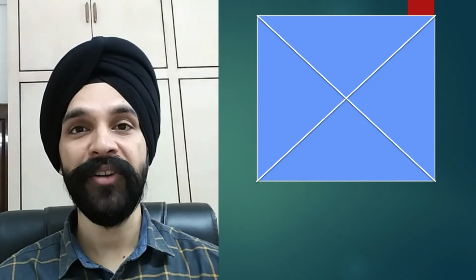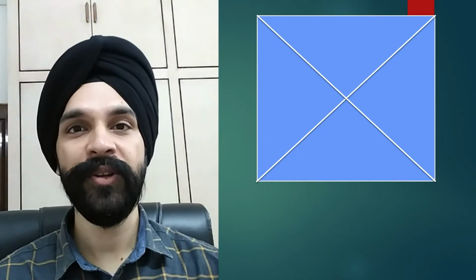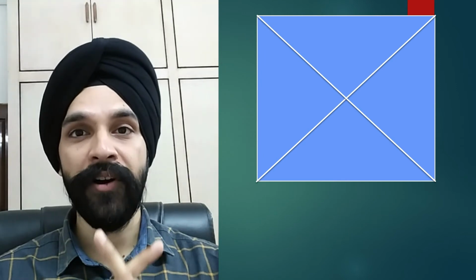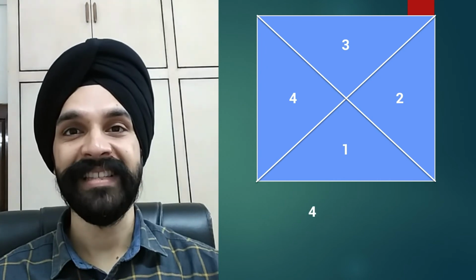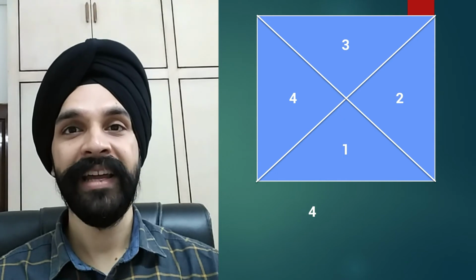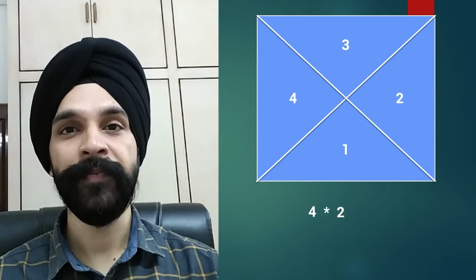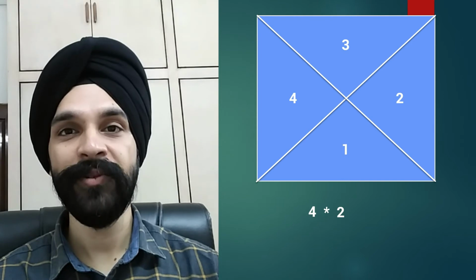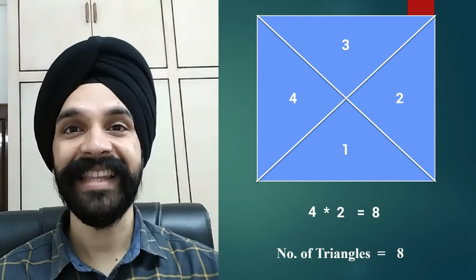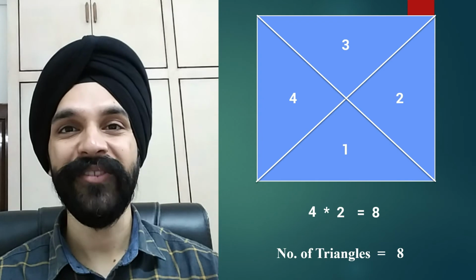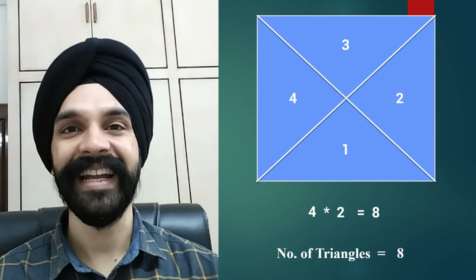Okay, let's move to our type 5 figures and learn how to calculate the number of triangles quickly. Now you have to count the number of triangles in this figure. How will you do it? Start writing from 1 and go on. So 1, 2, 3, 4. Take the last number of the series. In this case, it is 4, and multiply it by 2. That is 4 multiplied by 2. That gives us 8, and that's our answer. The number of triangles in this figure is 8.